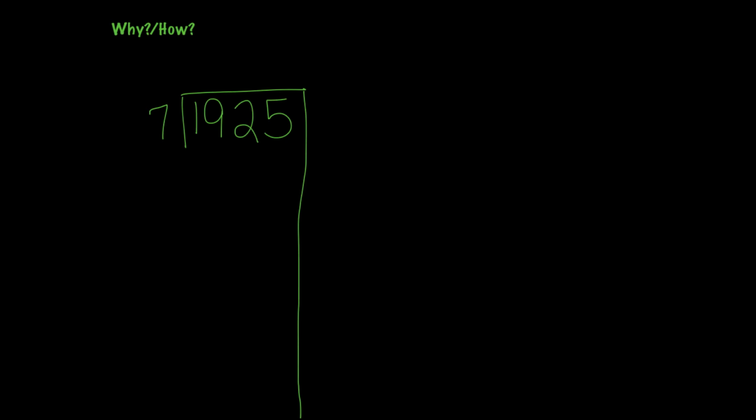Could I take 200? Yes, so I'm going to start with 200 and use my extended multiplication, which all of you know how to do. So 2 times 7 is 14. Add my 2 zeros. And now I'm subtracting 1,400 from that, which gives me 525. So now that's a little more manageable.